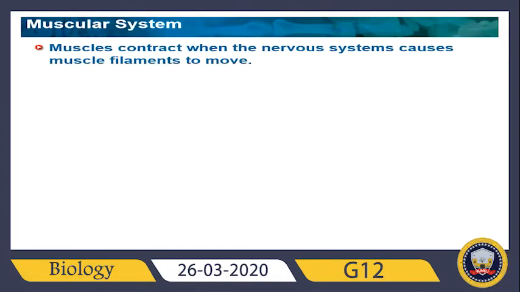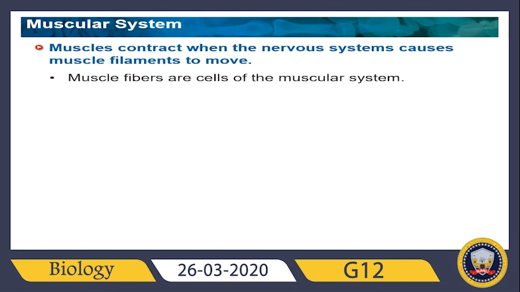Hello. So in today's session, we're going to explain how the nervous system causes the muscle filaments to move. Good. So the muscle fibers are cells of the muscular system. The muscular system is composed of muscles. These muscles are composed of muscle fibers.